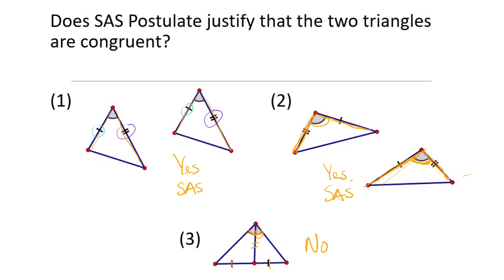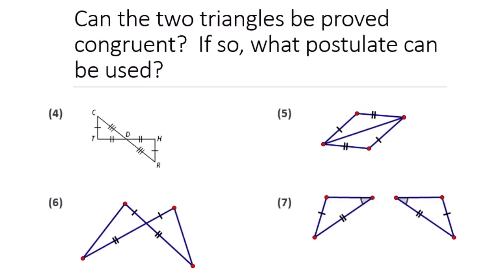All right, so hopefully that gives you some examples of how to use it. But just be careful that if you're using SAS, make sure that the included angle is congruent on both triangles. All right, so let's take a look at 4 through 7 here. So here they're asking, can the two triangles be proved congruent? If so, what postulate can be used? Okay, so let's take a look at number 4.